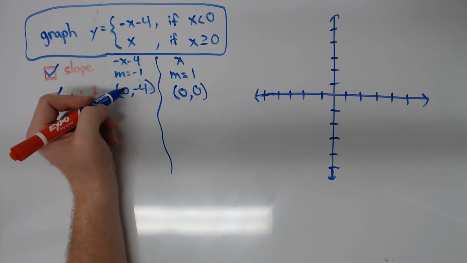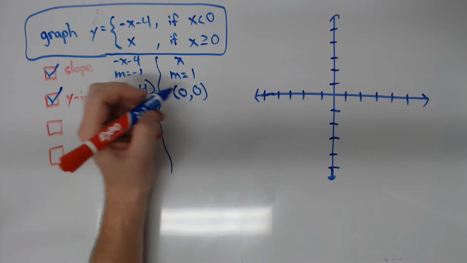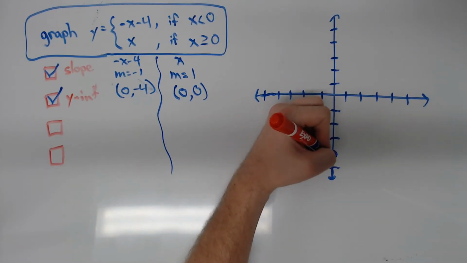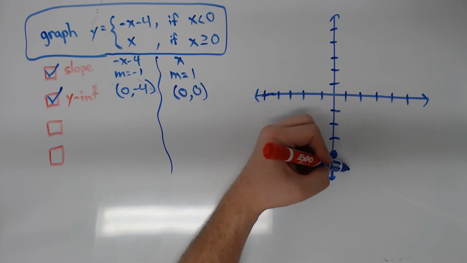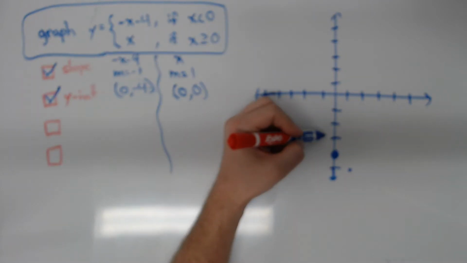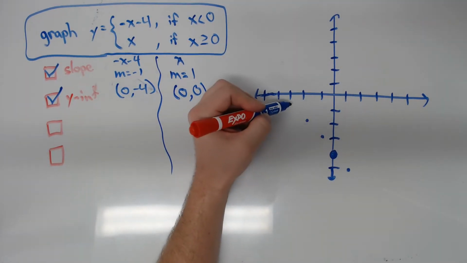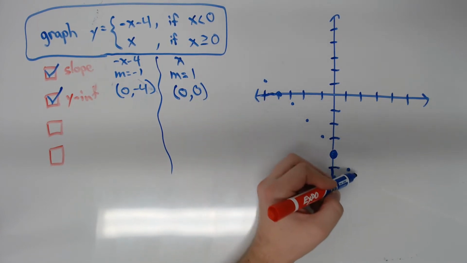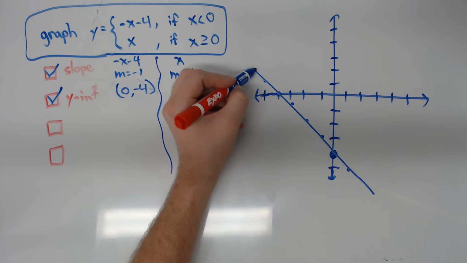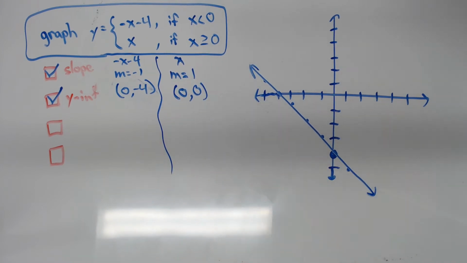Let's graph these lines. m equals negative 1, starting point of 0, negative 4. Negative 1 means down 1, right 1. We can plot some points backwards too. But we have to think ahead and know we're not going to use this whole graph. There will be things I have to erase.